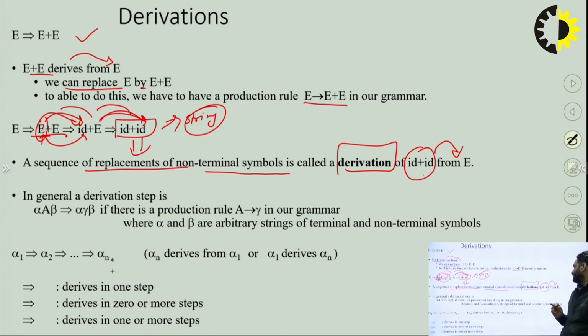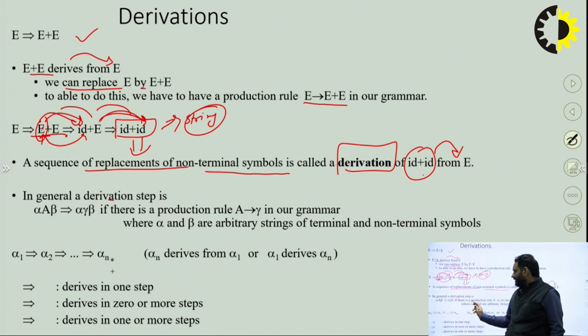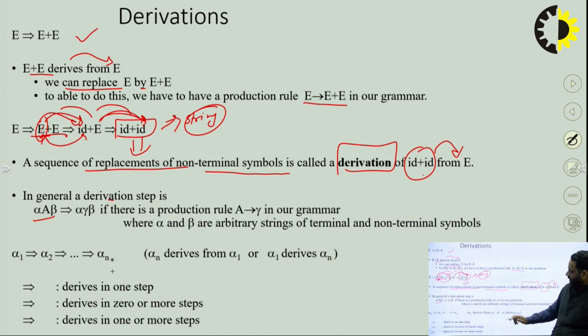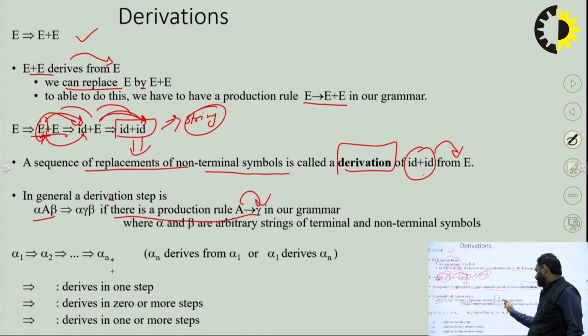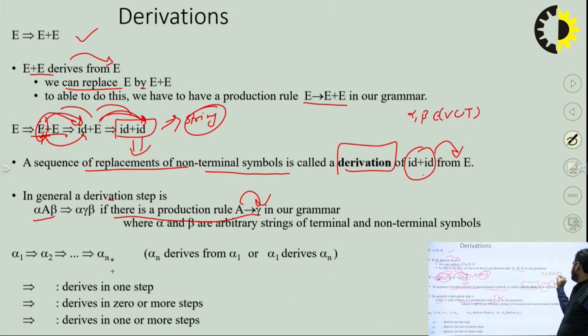Here the string is id plus id and the start symbol is capital E. In general, a derivation step is this one: alpha A beta gives alpha gamma beta, if there is a production A gives gamma. In our grammar, alpha and beta are always in (V union T) asterisk. These are all possible combinations of variable and terminal symbols.